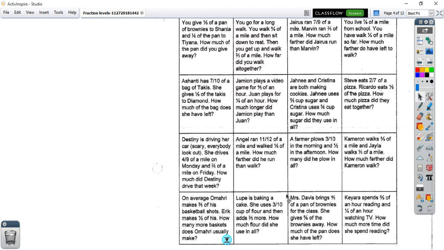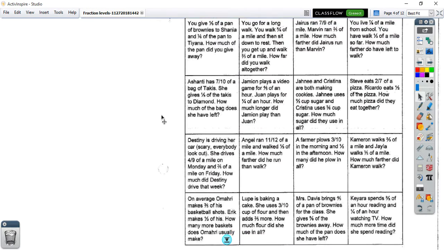So let's look. You give 1/3 of a pan of brownies to Shania, and 1/6 of a pan of brownies to Tiana. How much of the pan did you give away? So here I've got a pan of brownies, and I give 1/3 of it to Shania, and then 1/6 of it to Tiana. And so how much total have I given away? So we're going to add these together.